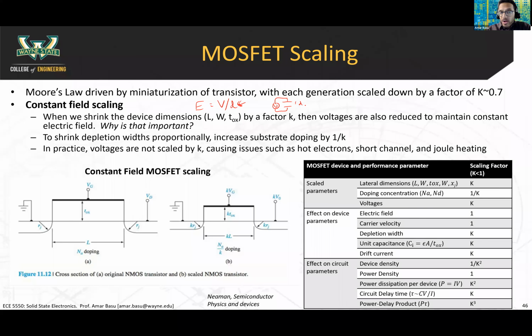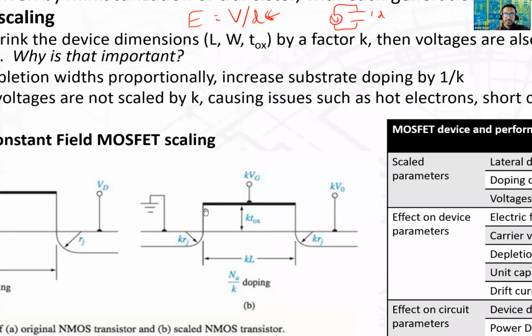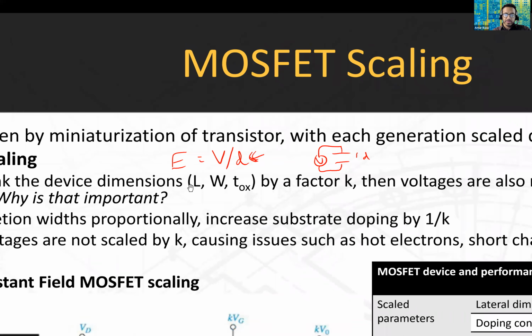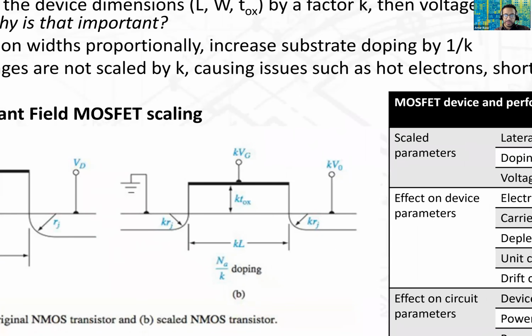If we make D smaller and we don't make the voltage smaller, our electric field is going to go up and up and up, and that large electric field can actually damage the device, in addition to reducing the performance of the device. We'll talk about some of those things. So when we shrink the device dimensions, which would be the length, the width, the thickness of the oxide, by a factor of K, the voltages are also reduced in order to maintain a constant electric field. So we're reducing the D here, and we also reduce the V in order to maintain a constant electric field to avoid things like dielectric breakdown.